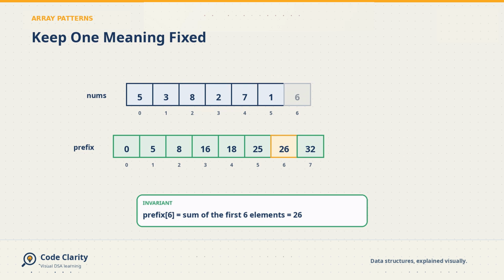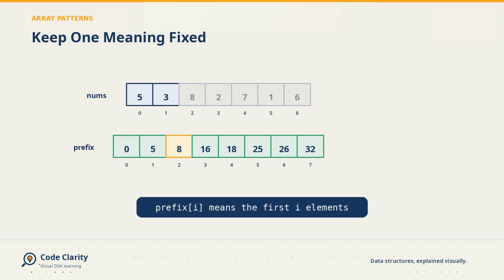Keep one meaning fixed. prefix[i] is the sum of the first i elements. prefix[6] is 26 because it contains original indices 0 through 5. prefix[2] is 8 because it contains indices 0 and 1. Once this boundary meaning is clear, the range formula becomes simple.